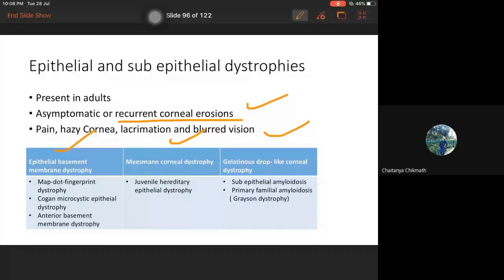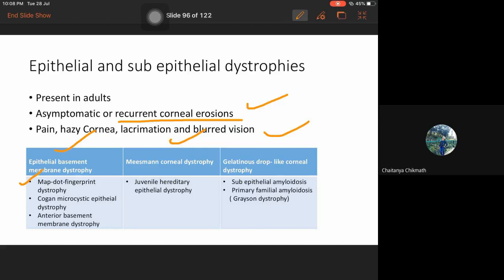Epithelial basement membrane dystrophies are categorized as epithelial basement membrane dystrophy, also known by alternative names: map-dot-fingerprint dystrophy, Cogan microcystic epithelial dystrophy, or anterior basement membrane dystrophy. Once the class is finished, go back and make your own mnemonics. You have to remember this, because it's very difficult to make you understand; to do that we would need to go in depth, which is out of the scope of this class discussion.